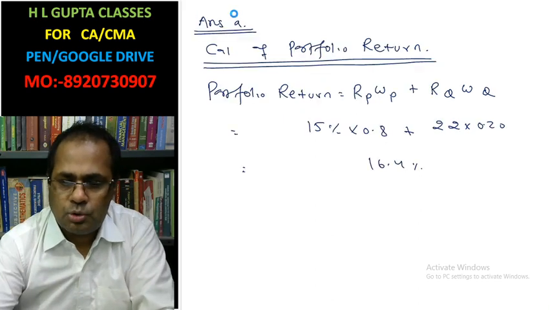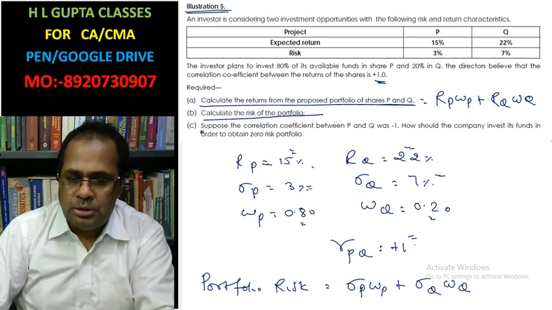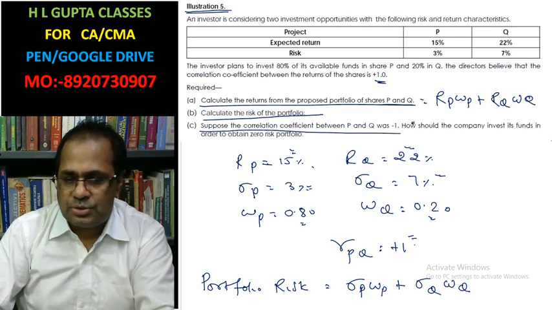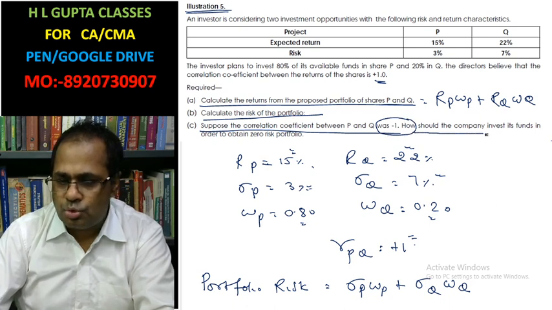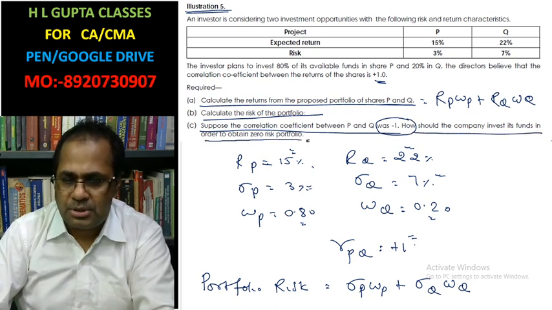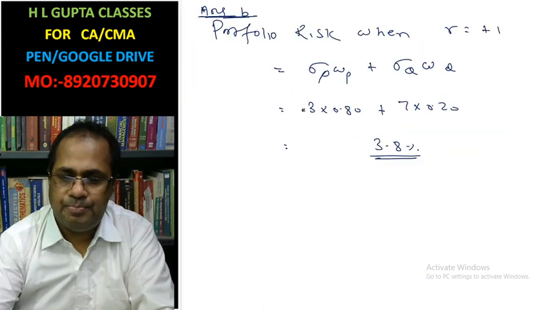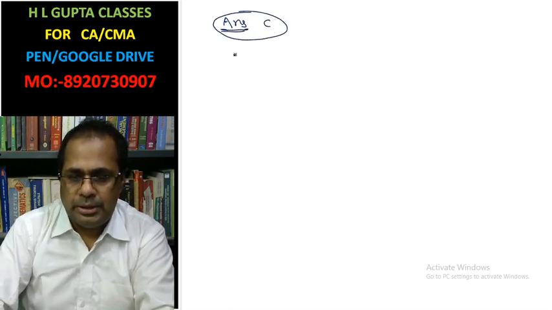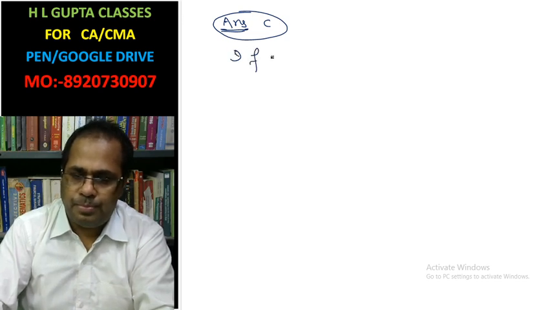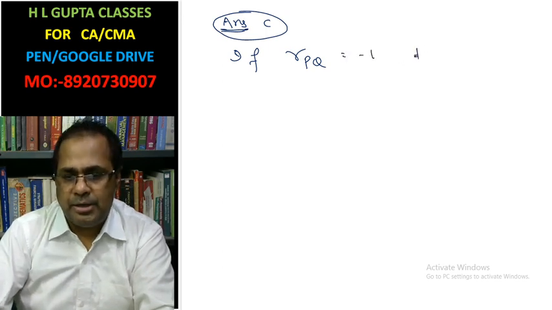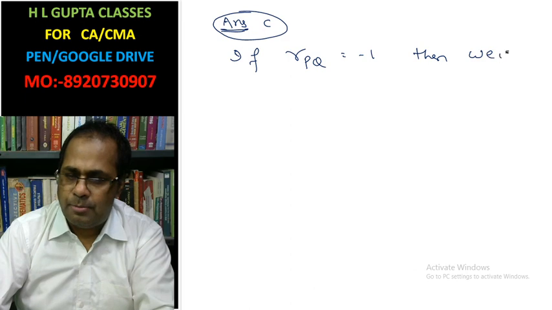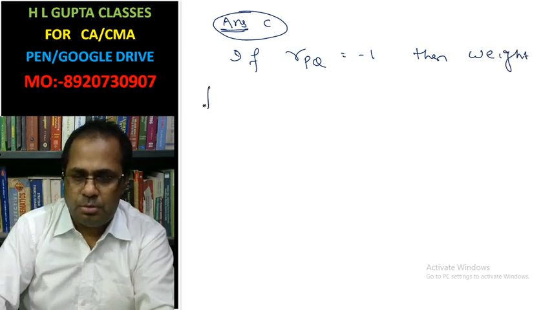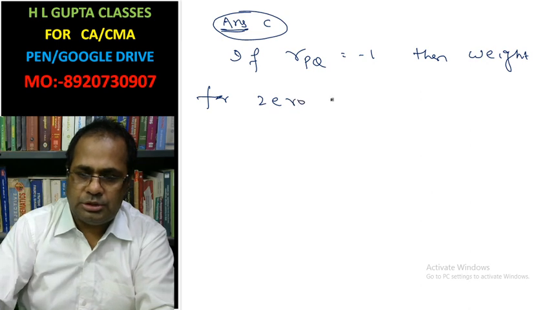Now, what is the question in C part? Suppose the correlation coefficient is -1. How should the company invest in order to obtain zero risk? Okay. In this case, the answer of C part. If the coefficient of correlation PQ equals -1, then the weights for zero risk.